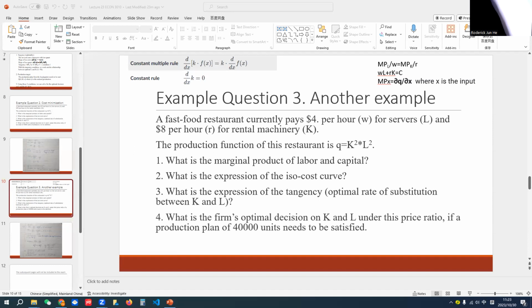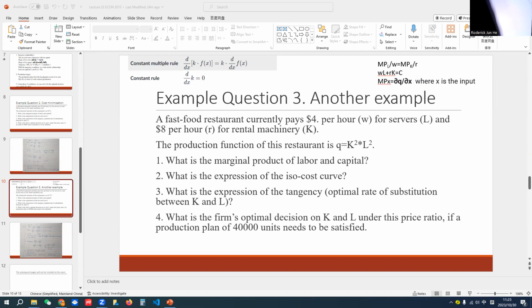Hello, let's look at this question. This one, example question 3, is another cost-minimization problem. The fast food restaurant currently pays $4 per hour for service and $8 per hour for rental machinery. The production function of this restaurant is Q equals K squared L squared. This is page 10 of slides 23.